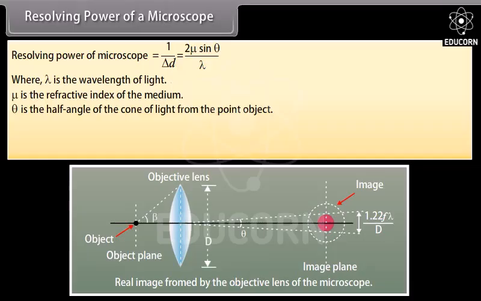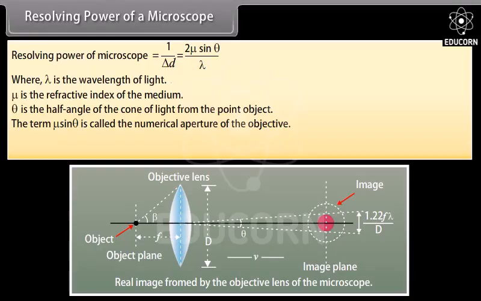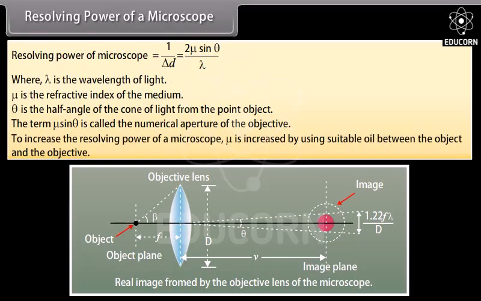The term μ sin θ is called the numerical aperture of the objective. To increase the resolving power of a microscope, μ is increased by using suitable oil between the object and the objective.